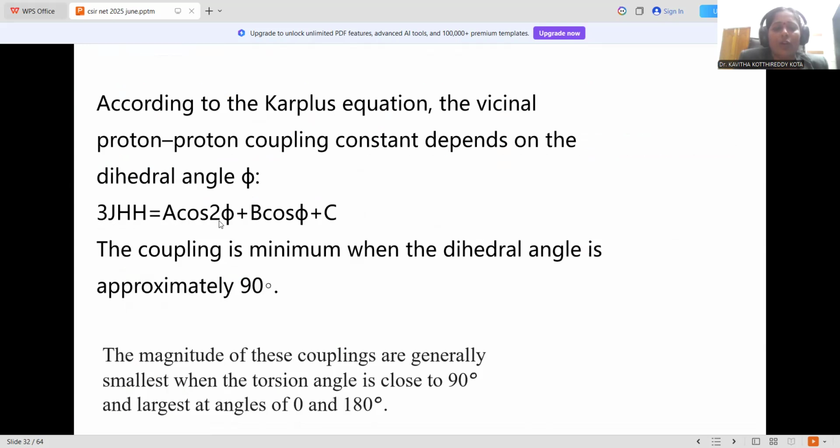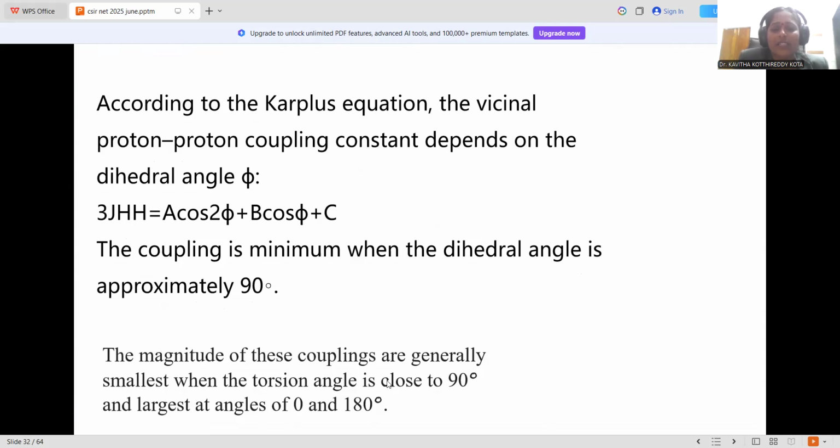3J_HH is equal to A cos²θ plus B cos θ plus C is the formula for the Karplus equation. And here theta is indicated for the dihedral angle. The coupling is minimum when the dihedral angle is approximately 90 degrees. That is indicated on the graph. If you observe the graph, it is very clear to understand.